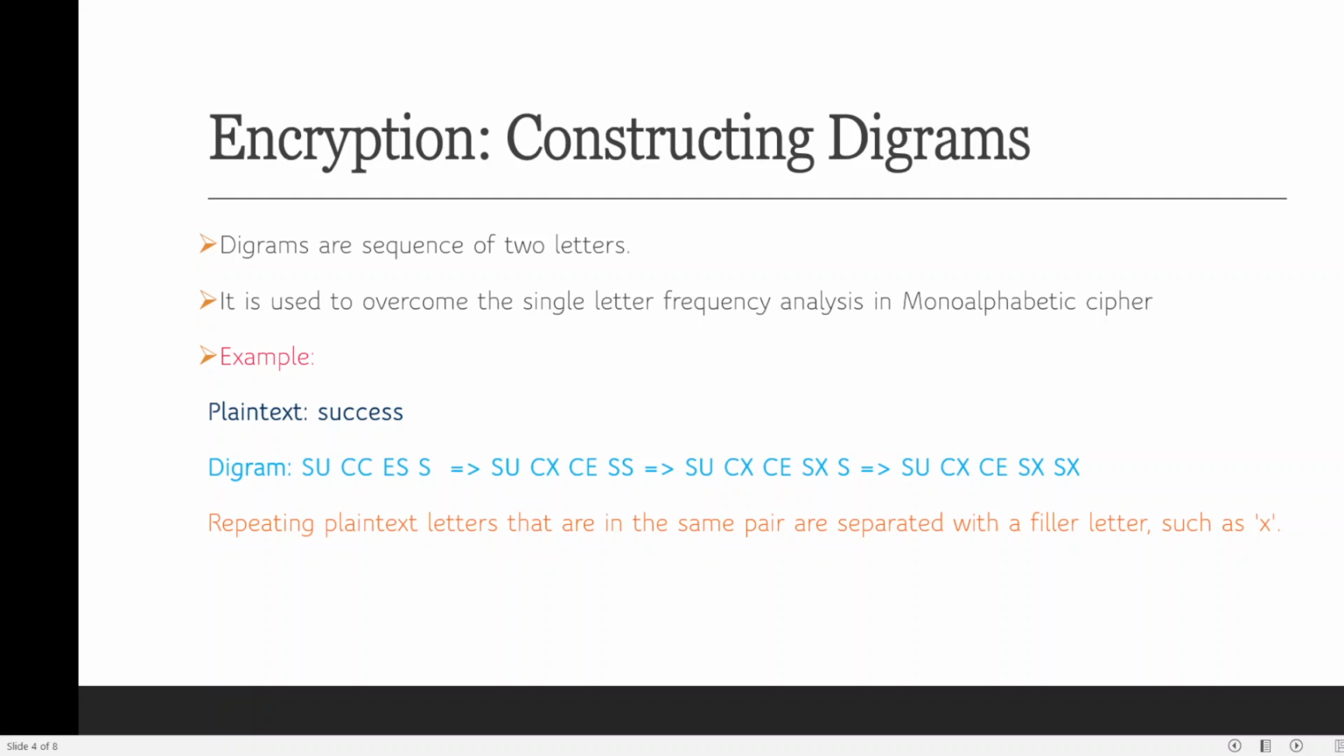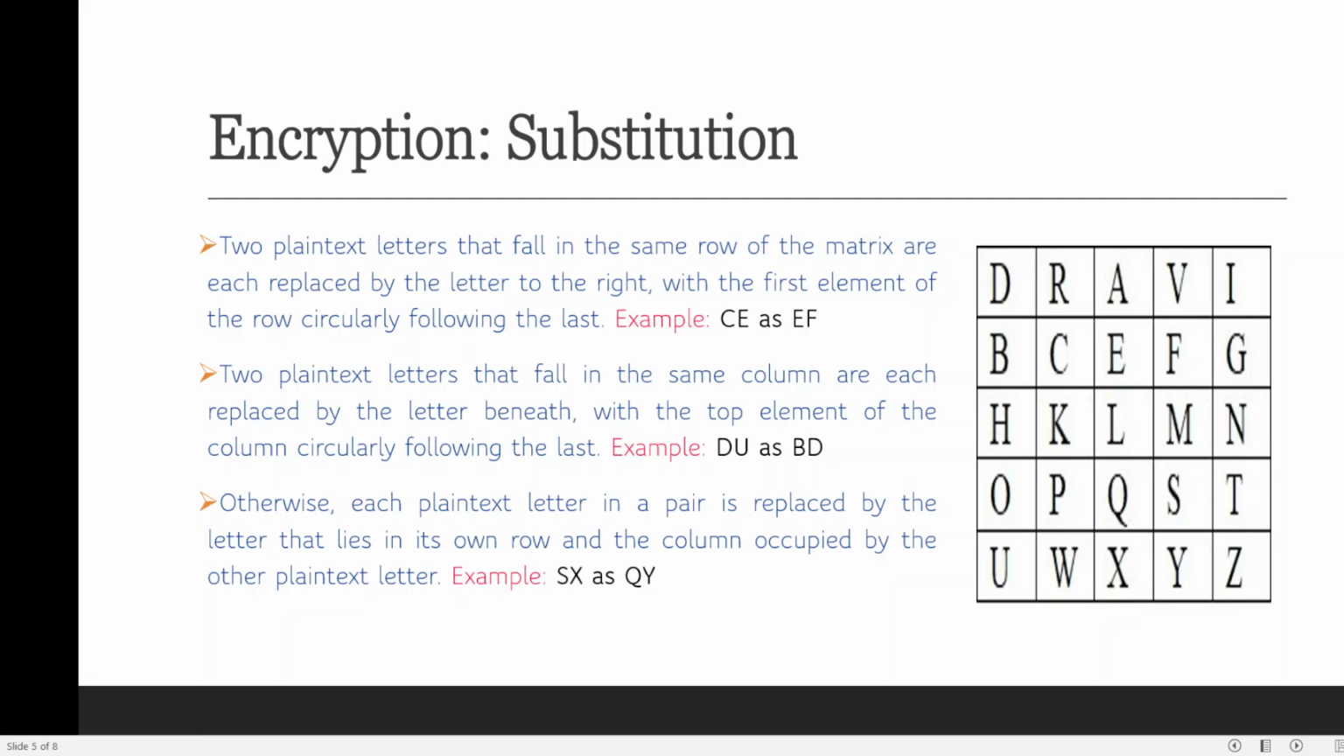First digram is SU. Since it is unique, it is represented as it is. Then you have CC. Here, the characters are repetitive. So, we are replacing the second character with the filler character known as X. So, CC becomes CX. Then you have CE. It should not be a problem. Then you have SS. Both the characters are repetitive. Therefore, we are replacing the second S with filler character X. Then we have a single letter S. So in order to make it a digram, we'll be adding a filler character X. So it becomes SX.